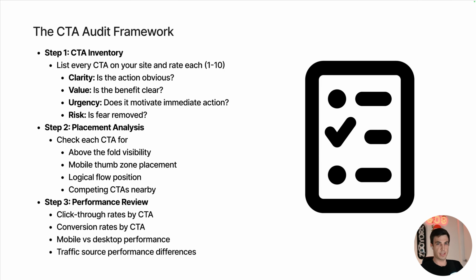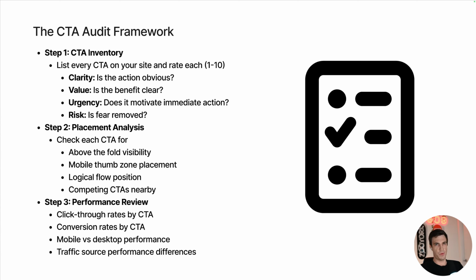So now that we've explained all of that, we're going to perform an audit on our website. First step, we're going to list every call to action on our site and rate each from 1 to 10 based on clarity, value, urgency, and risk. Step 2 is looking at placement analysis. Check each call to action for above the fold visibility, mobile thumb zone placement. So make sure that you get on your phone for that. Logical flow position, competing call to actions nearby.